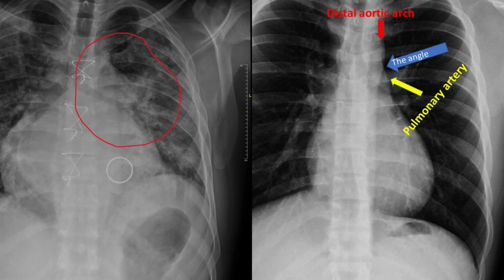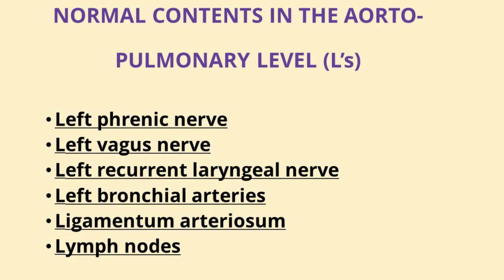Without any cardiac problems, if there is abnormal convexity or bulge in the aortopulmonary region, it could be due to a lot of other pathologies. Please go through the picture. 3 left-sided nerves are noted at the aortopulmonary level. They are the phrenic nerve, vagus nerve and recurrent laryngeal nerve. Don't forget about the ligamentum arteriosum too, due to closure of the ductus arteriosus after birth, and very importantly, enlarged lymph nodes can also obtund the aortopulmonary level.